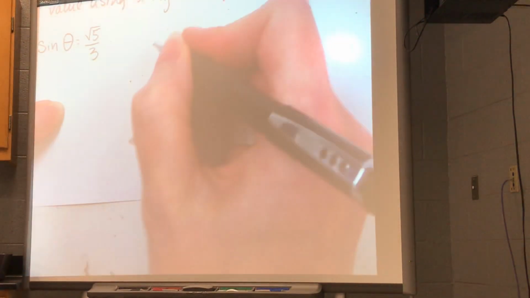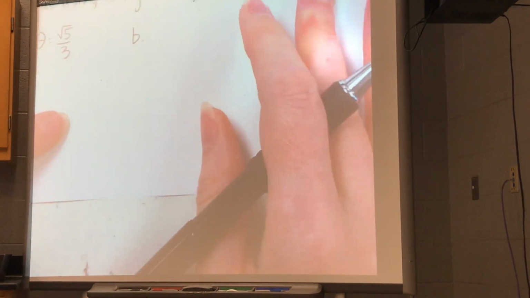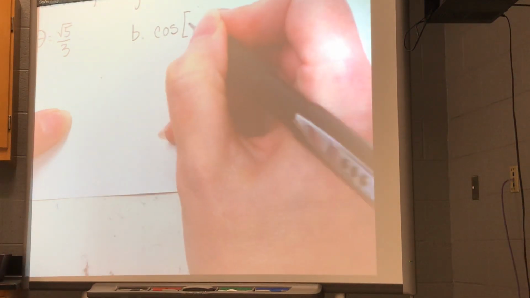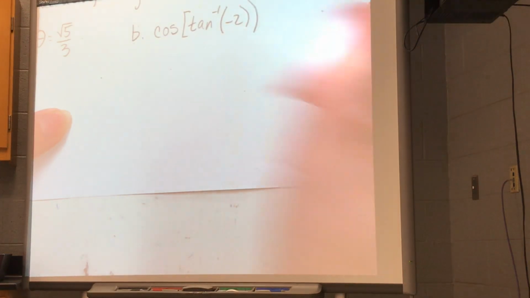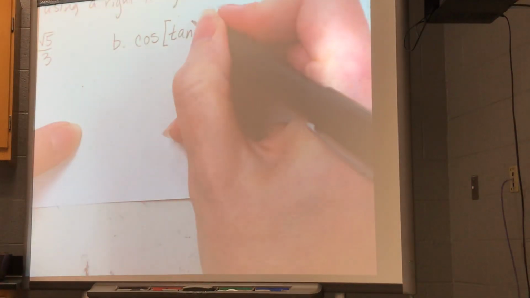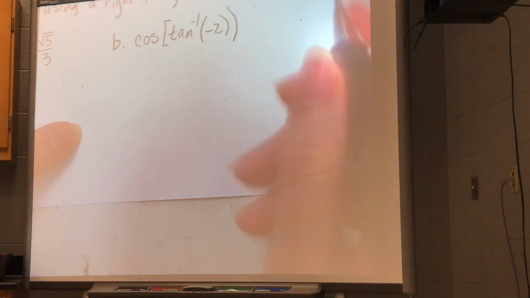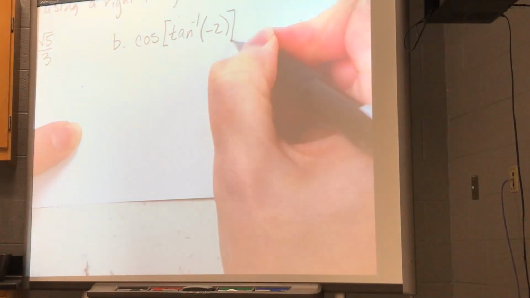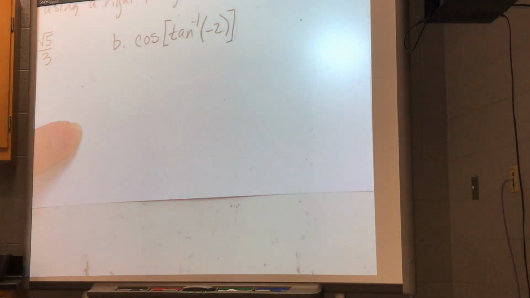For B, we have the cosine of the inverse tangent of -2. I read that kind of weird. Okay, so inverse tangent of -2 just means find the angle that has a tangent that's -2.